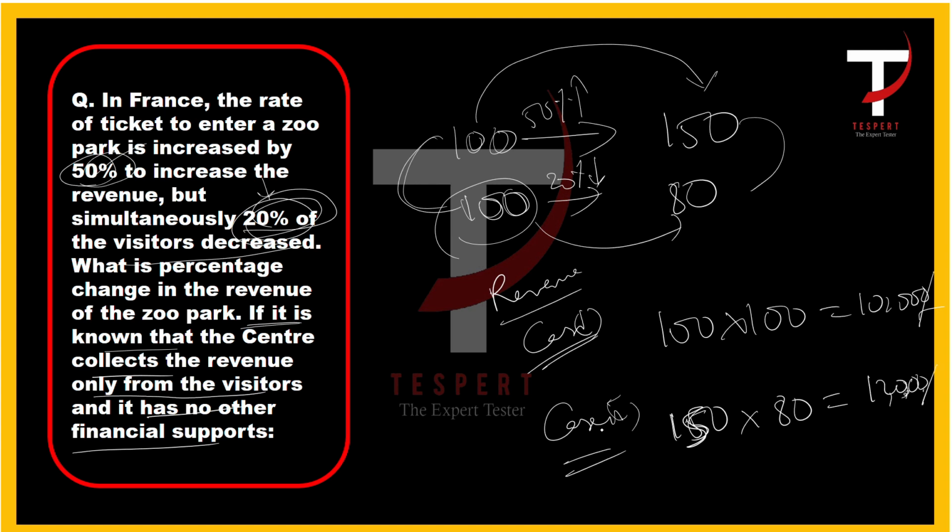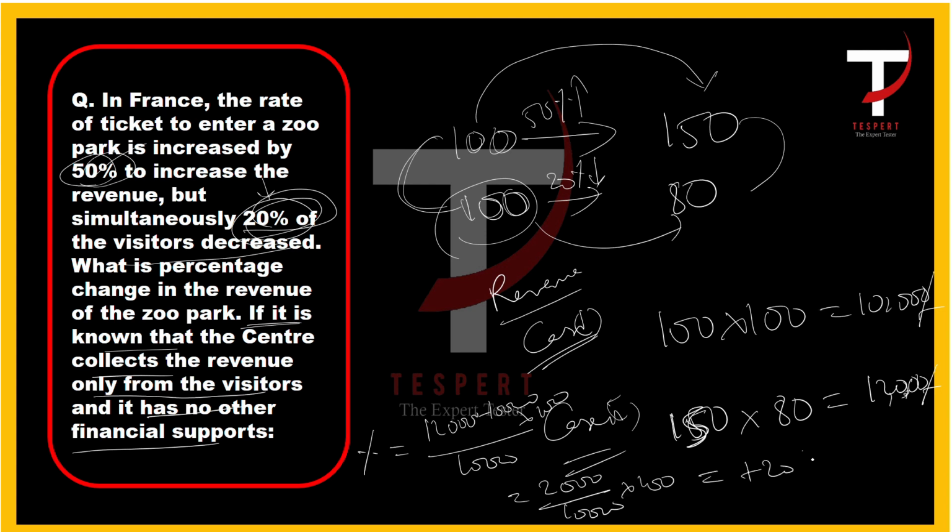12,000. So we are asked to find the difference, right? The percentage change is equal to difference, 12,000 minus 10,000, by initial value 10,000, into 100. So 2,000 by 10,000 into 100, which is equal to 20%. So plus 20% means a 20% increase in the value, right?